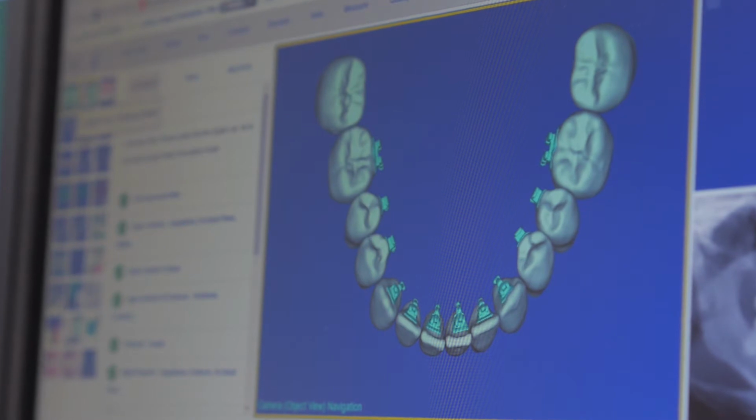We met Dr. Chattu at the World Conference in 2015. He'd approached several other laboratories and then approached us and asked us if we could possibly generate indirect bonding trays from his lingual bracket setups. And we thought, yes, we'll give it a try.